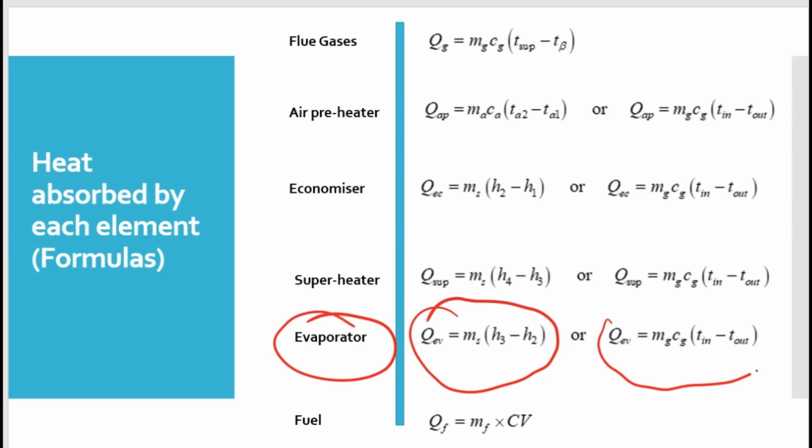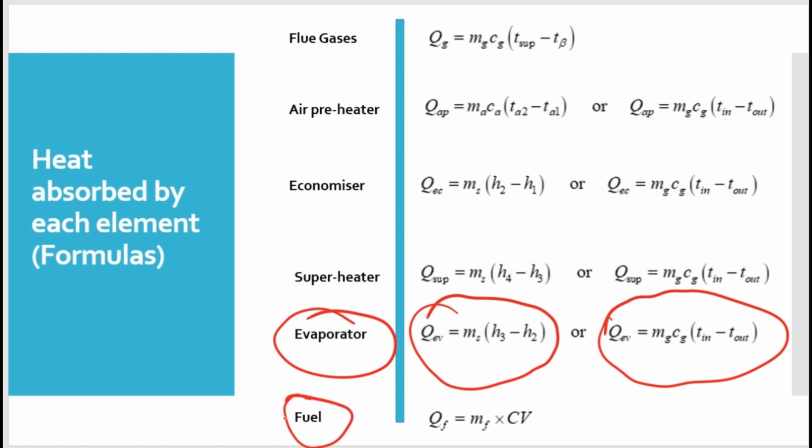Or we can use this formula, which is the formula of the heat that is lost by the flue gases when they pass through the evaporator: mg times Cg into (T in minus T out), where T in is the temperature of the flue gases entering the evaporator, and T out is the temperature of the flue gases leaving the evaporator. And we have the energy that is supplied by fuel, which is QF equals MF times CV.